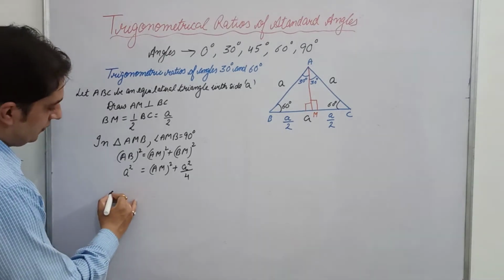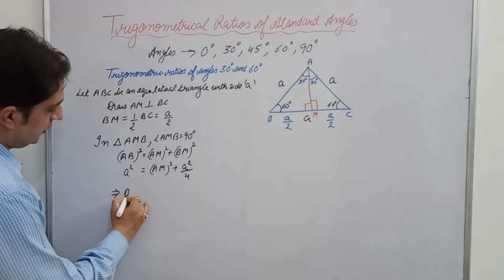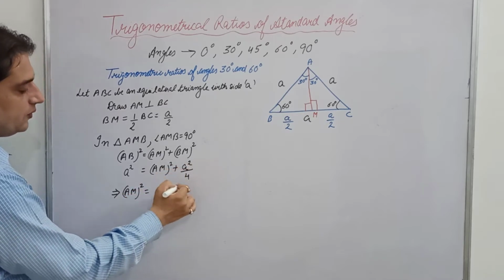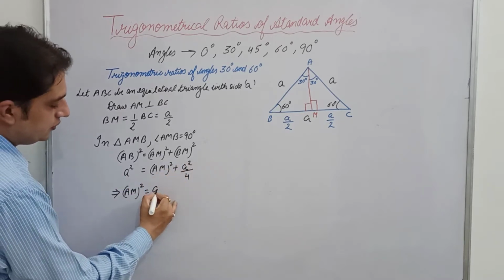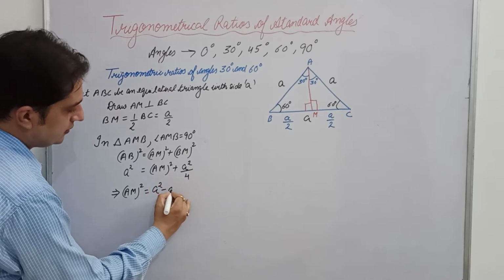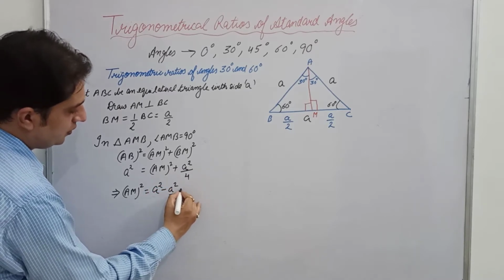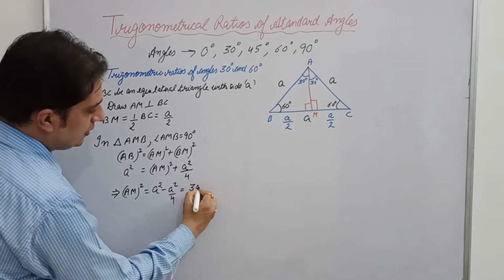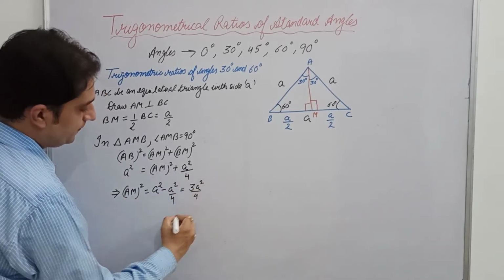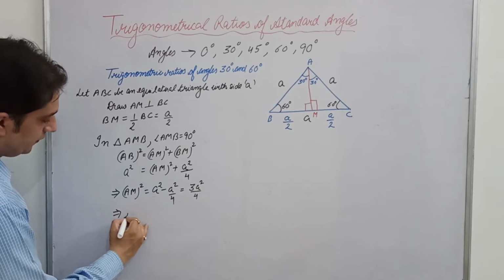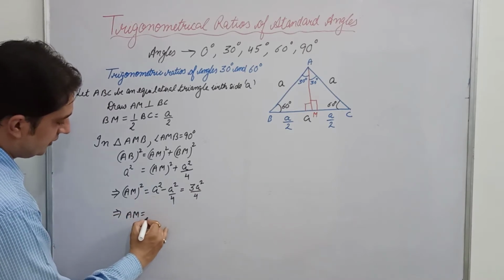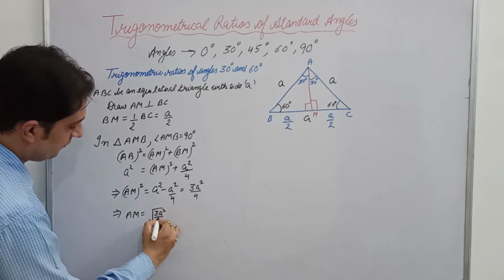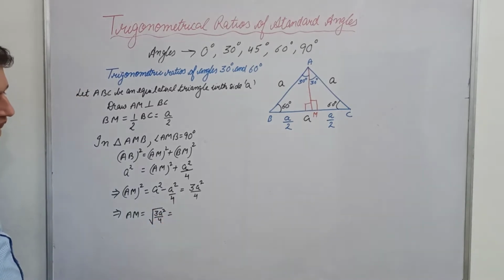It implies you can find the value of AM square by transposing this term to the left hand side. So this is A square minus A square by 4. By taking LCM you get the value 3A square by 4. It implies, what is the value of AM? Taking the square root of this value, 3A square by 4. So what is the square root of 3?